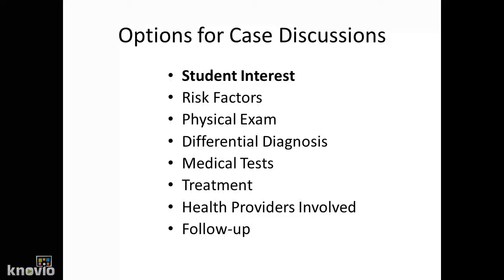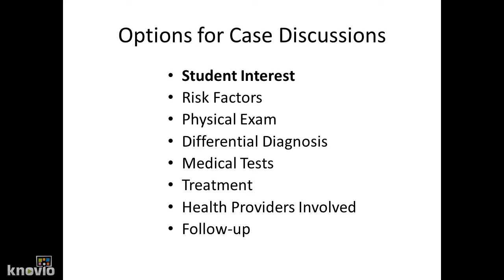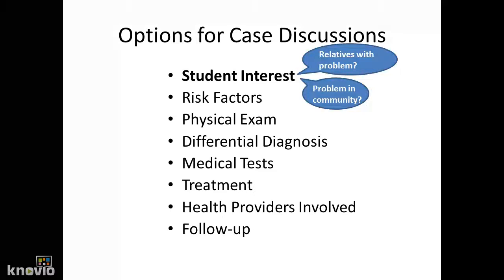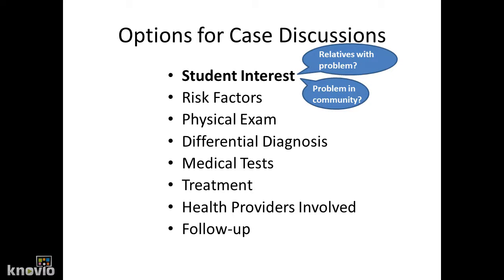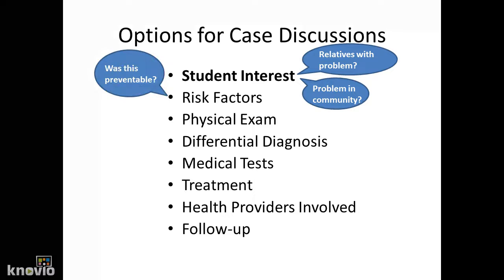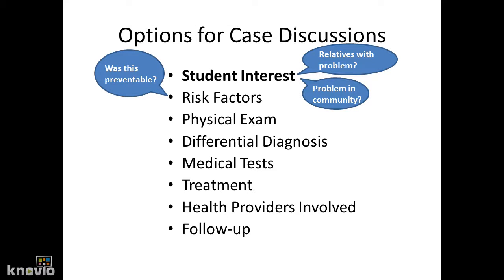You also shouldn't feel limited to the research goals written on the case. There are lots of options for case discussions. Most important is to gauge student interest in the topic. For example, do they have relatives who've had this problem? Is it a problem in their community? You could discuss risk factors for the problem. Was the problem preventable? You can talk about what kind of physical exam is needed for the patient.